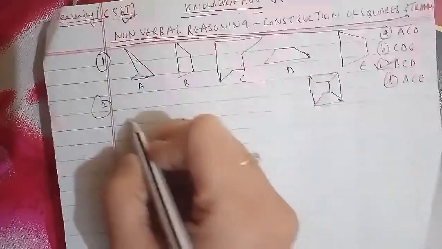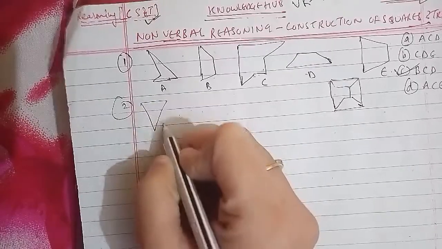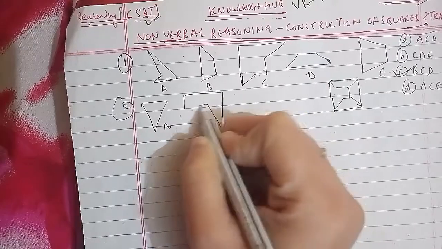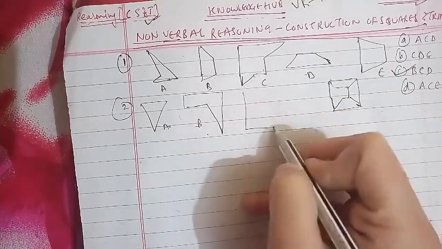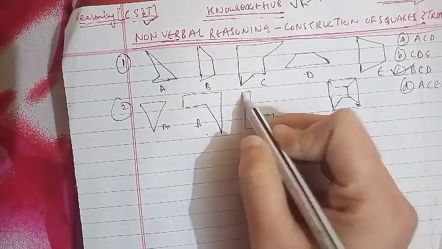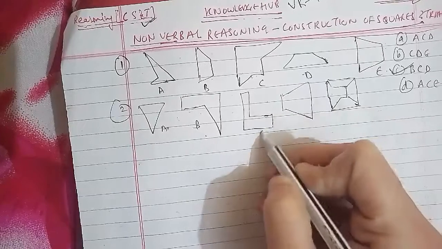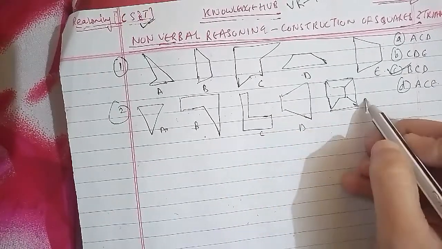This is figure A. B we have like this. C we have. D we have. This is C, this is D. In the case of E we have this.